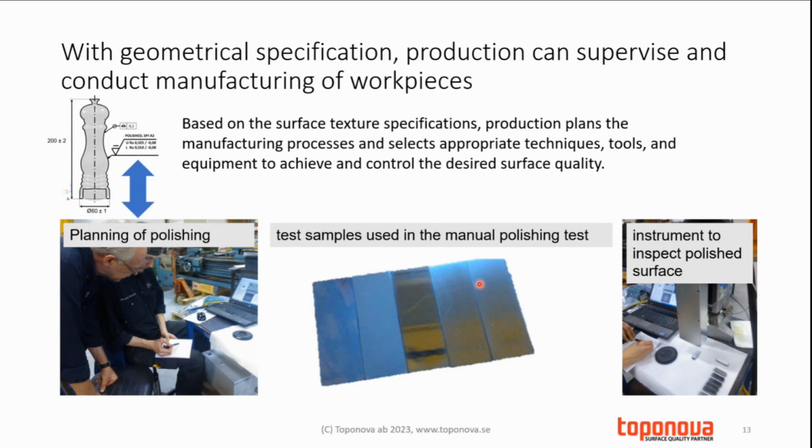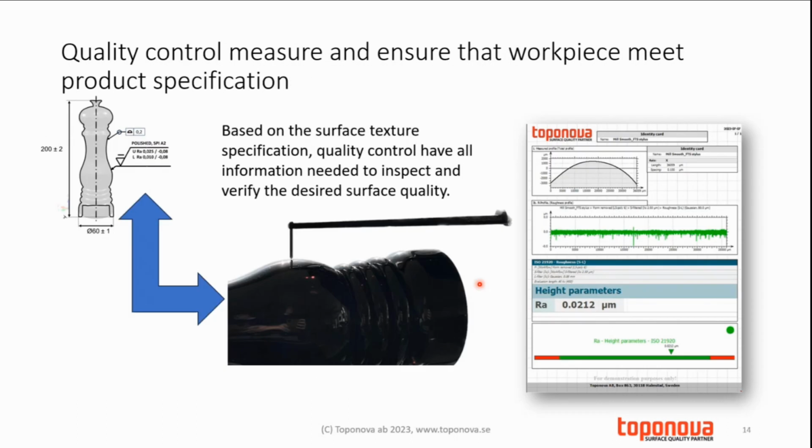With geometrical specification, production can supervise and conduct manufacturing of workpieces. Based on the surface texture specification, production plans manufacturing processes and selects the appropriate techniques, tools, and equipment to achieve and control the desired surface quality. Quality control measures and ensures that the workpiece meets the product specification. Based on the surface texture specification, quality control has all information needed to inspect and verify the desired surface quality.